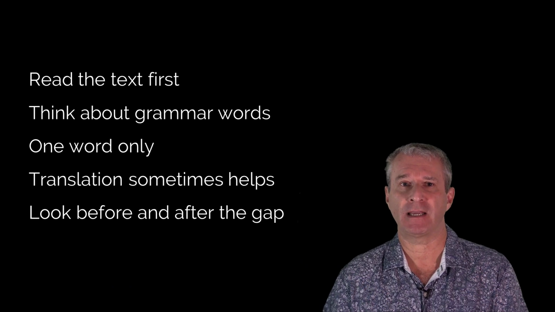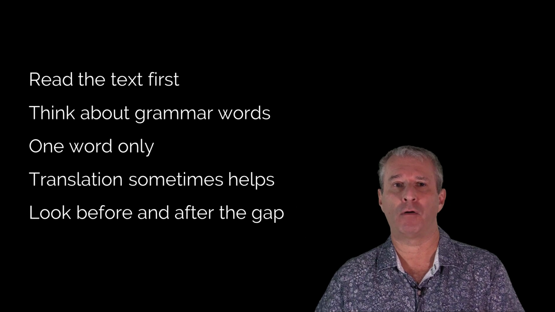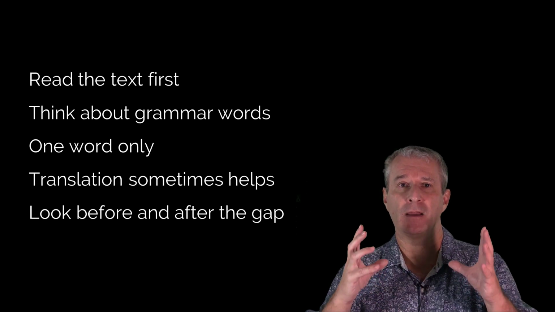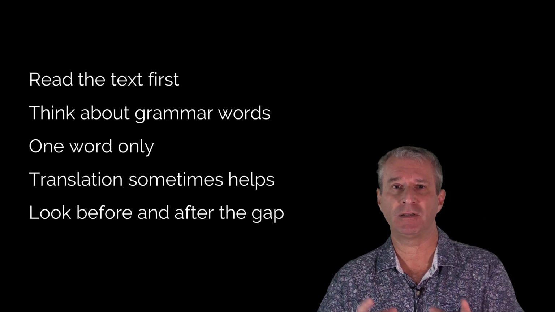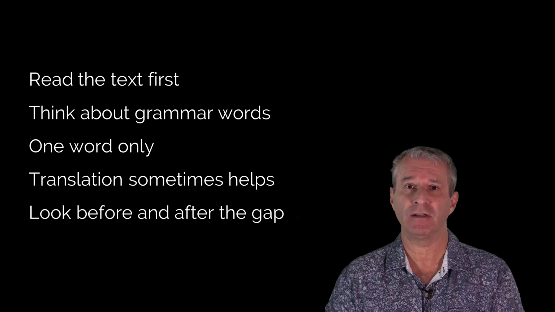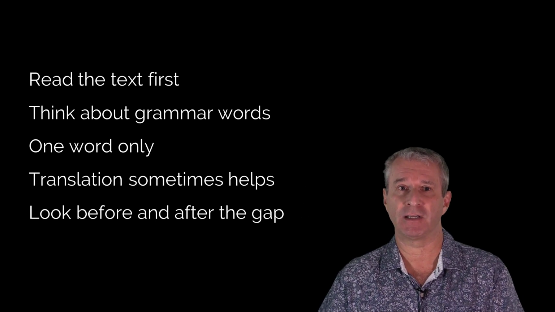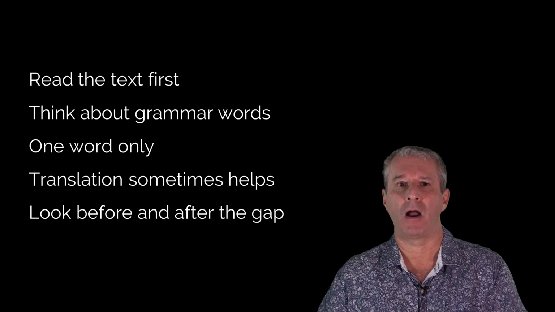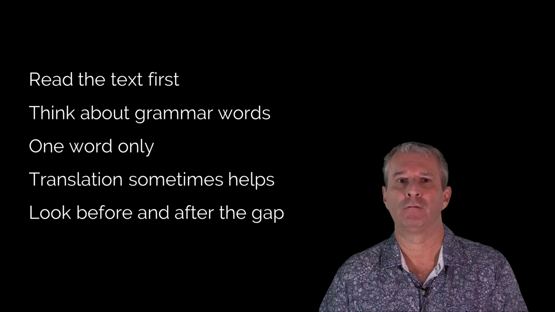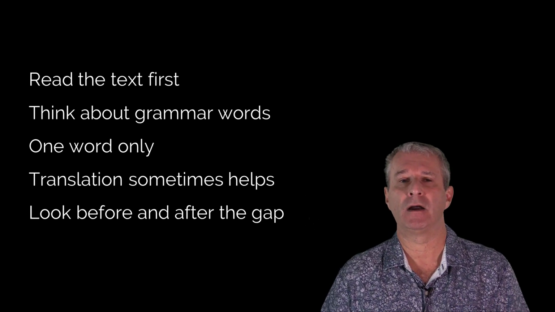So that's part 2 of the use of English paper. Again, remember, part 1 we're focusing on vocabulary, and in part 2 we're focusing mainly on grammar words. To recap then, remember, read the text first to get an idea of the context. Think about grammar words, prepositions, articles, pronouns, modal verbs, auxiliary verbs, conjunctions, fixed expressions, phrasal verbs. Only one word will be missing from each gap, and it will never be a contraction.